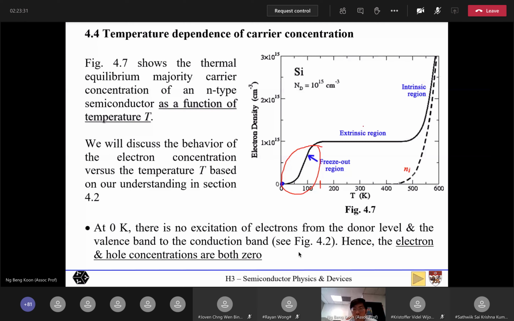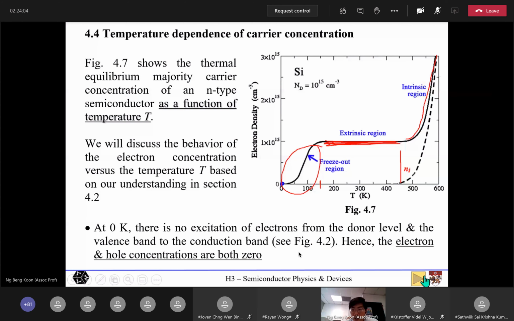After which, you notice that the majority carrier concentration stabilizes to some constant value. We call this the extrinsic region. Beyond a certain temperature of 450 Kelvin for silicon, you notice that the electron concentration starts to increase again. We call this the intrinsic region. So we're going to try and understand what specifically these different regions are and why they behave like that.